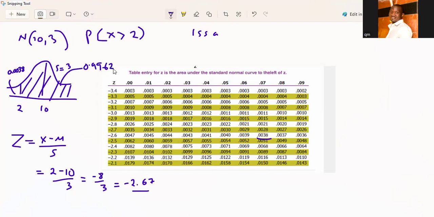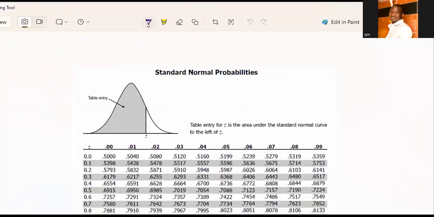All right. So this is how we understand the table. I'm just dealing with the negative side so far. We also have the positive side as well, because we are told that it is symmetrical. So whatever is on the left side is what happens on the right side.